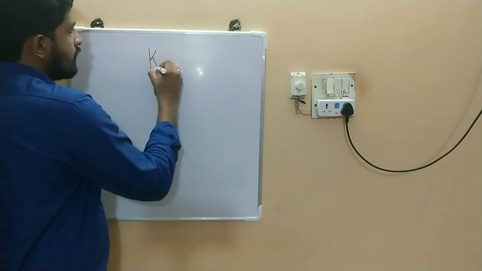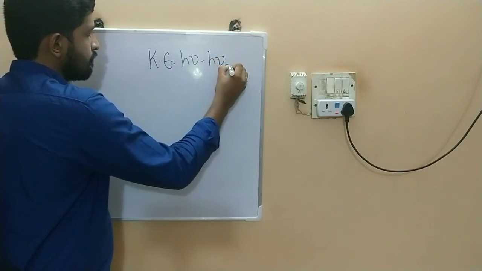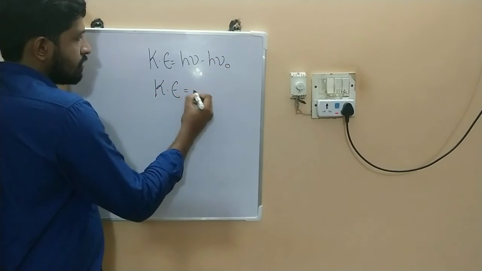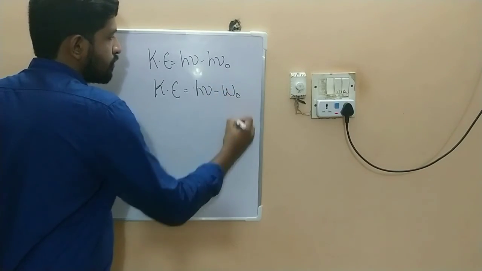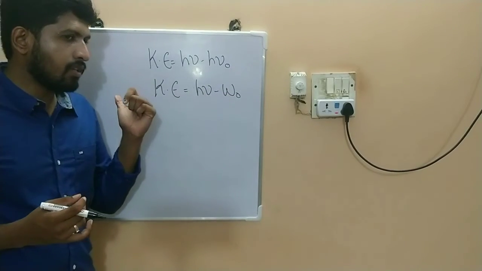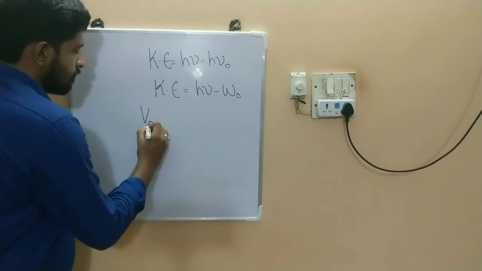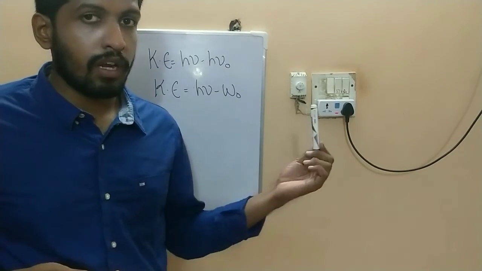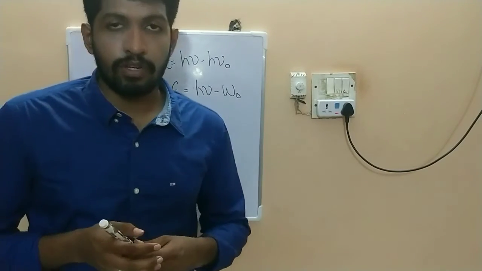So we have now that the kinetic energy K is equal to h nu minus h nu 0. Kinetic energy K is equal to the energy of the photon h nu minus the work function W0. When we apply a stopping potential of V0, at the instant when the current becomes zero, that potential is called the cutoff potential.